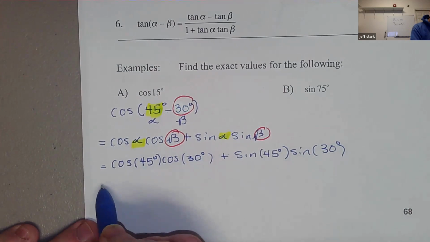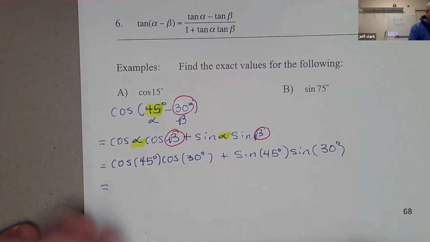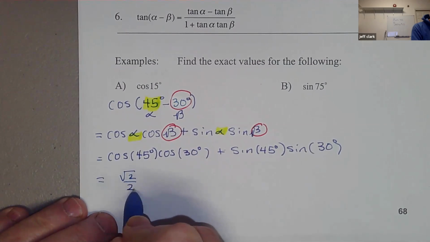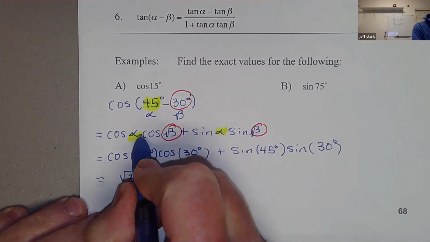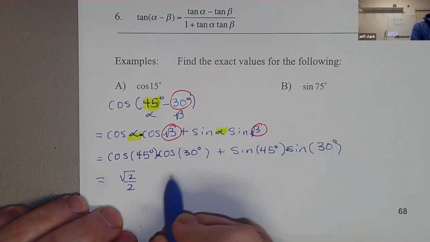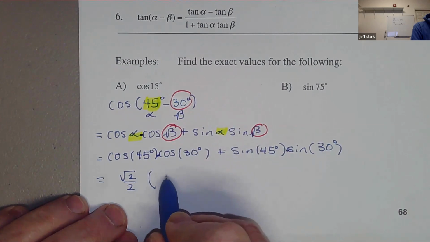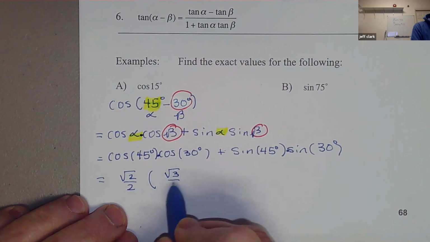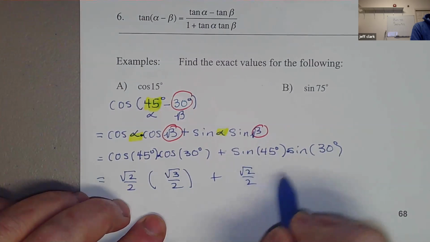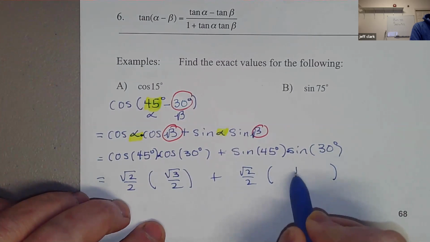And then, of course, you can go ahead and evaluate this from your wheel. This is square root of 2 over 2. That's a multiplication, by the way. This is multiplication. So root 2 over 2, and cosine of 30 is root 3 over 2 from your wheel, and root 2 over 2, and then times sine of 30 degrees, which is a half.